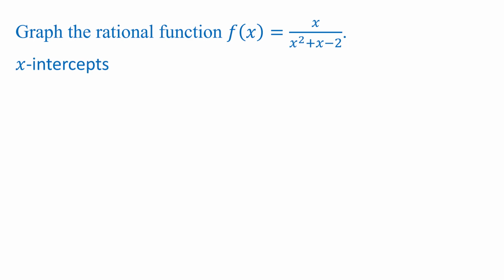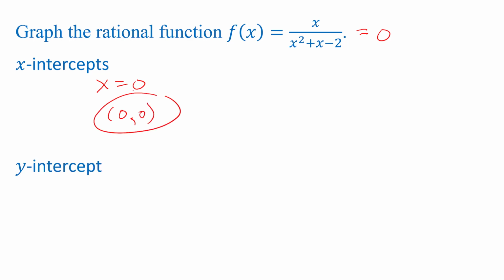I begin by finding the x-intercepts for this function. To find x-intercepts, I would set y equal to 0. The only way that a fraction equals 0 is when the numerator is equal to 0. So I have the x-intercept here of (0, 0). For the y-intercept, we would assume it is the same, but to algebraically determine it, we set x equal to 0, and I would then have y equals 0 over 0 squared plus 0 minus 2, simplifying to get 0 for the y-intercept, (0, 0).